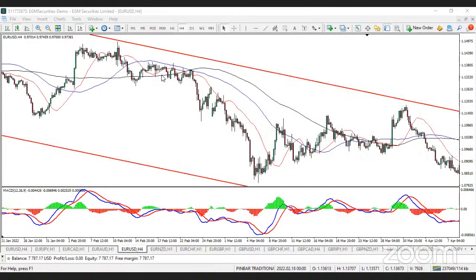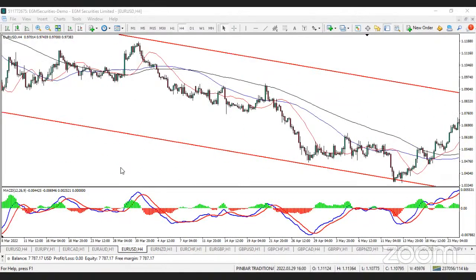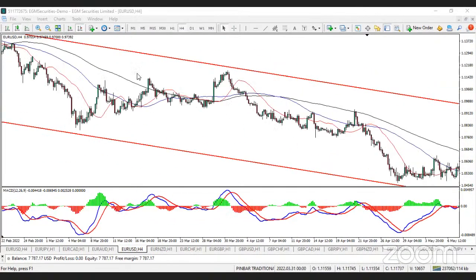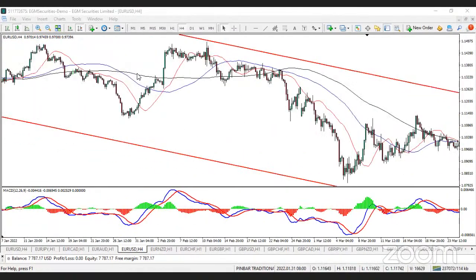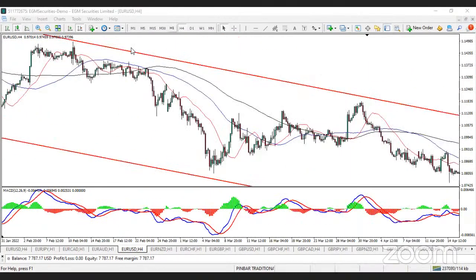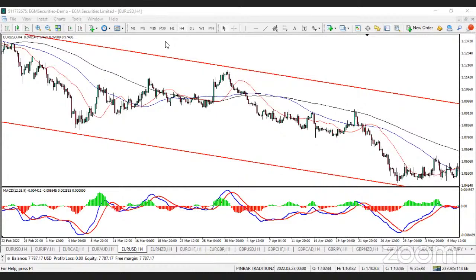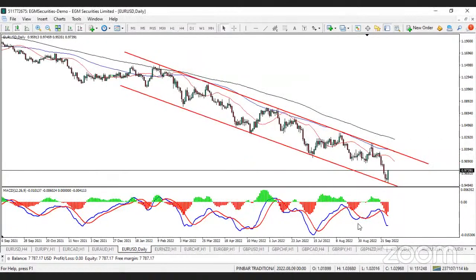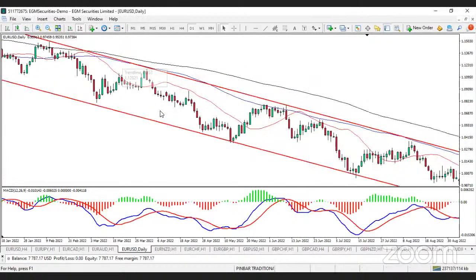So the first asset which I'm closely watching is euro dollar 4-hourly chart. On euro dollar 4-hourly chart, you have a very nice down channel. So this down channel would guide you to find optimal entries to sell.